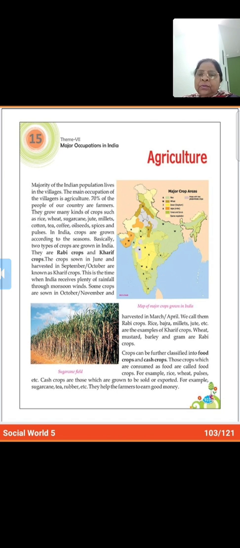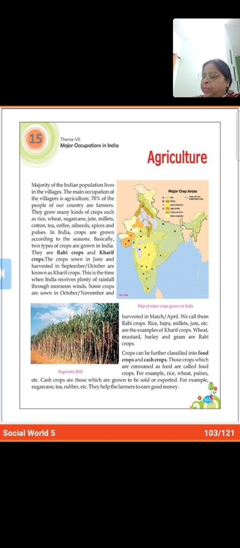First, as usual, I will read and explain it hand to hand. So, let me read it. Okay? Please see in your book, page number 103. Chapter 15, Agriculture. Majority of the Indian population lives in the villages. The main occupation of the villages is agriculture.